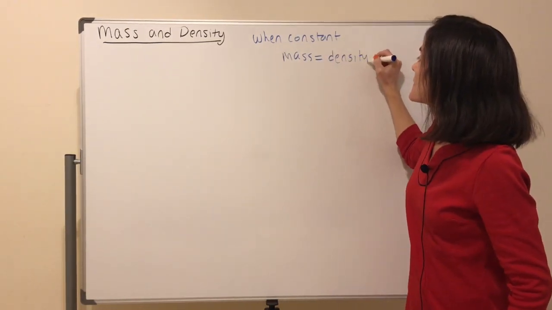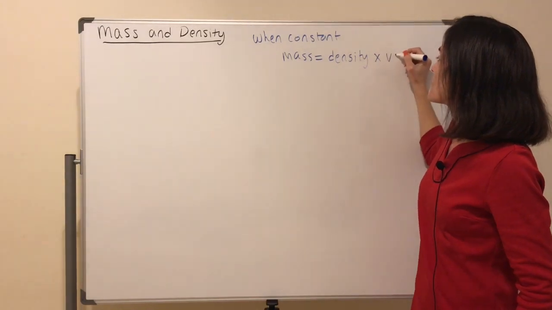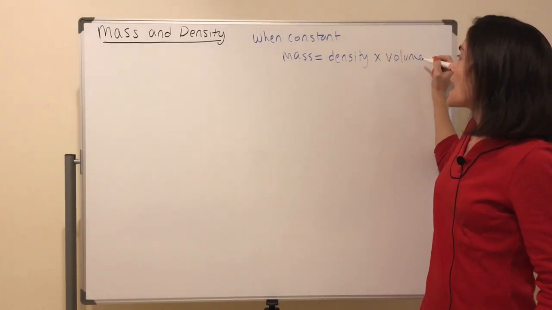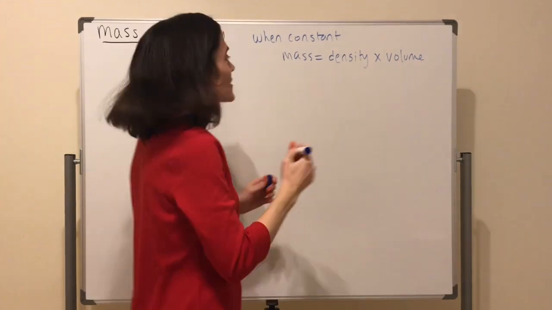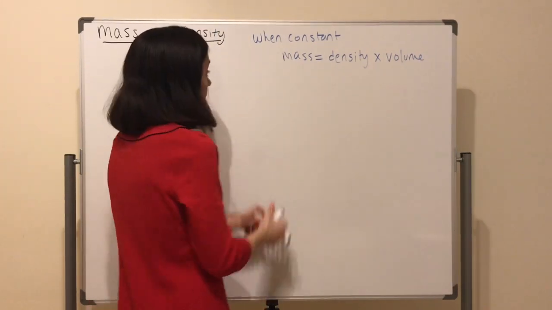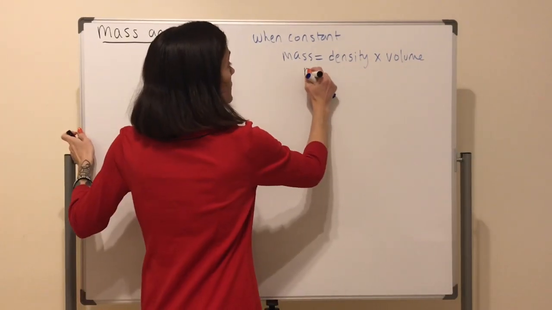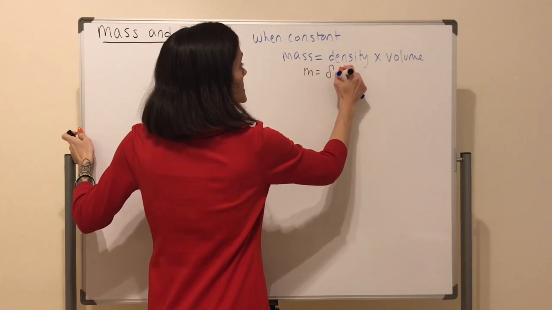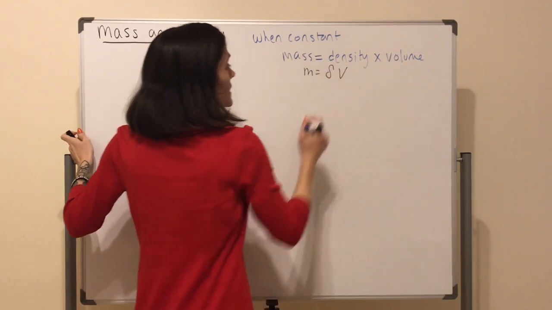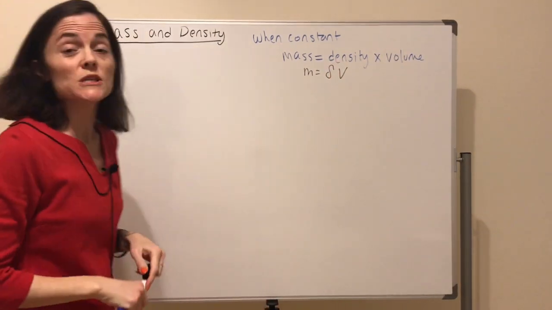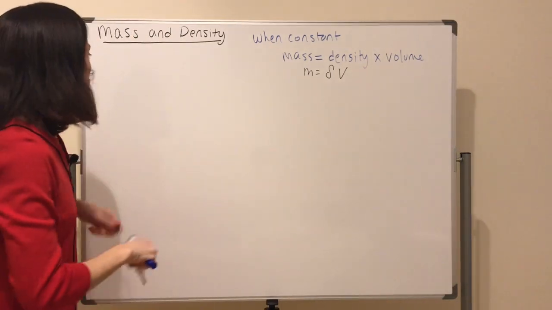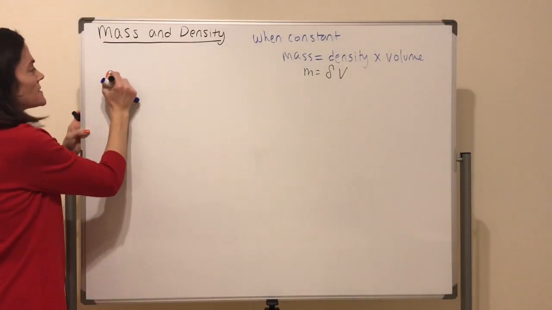Density times volume. The symbols here are frequently M for mass, delta for density, and then volume. This is when the density is constant. Now, we will consider two cases.